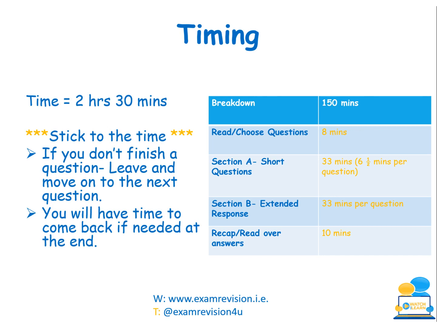What I would suggest is spend about 8 minutes reading and choosing your questions carefully. Your section A short questions, you should spend about 33 minutes in total there. That gives you about 6.5 minutes per question. That mightn't seem like a lot, but they are quite short style answers. Section B then, your extended response, again giving you 33 minutes per question. That will leave you then with 10 minutes at the end to recap or read over your answers, or if you need to add to any of your answers at that stage.